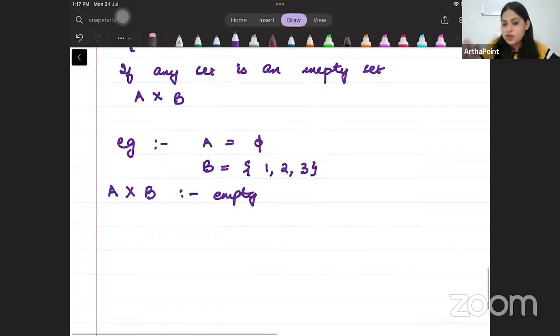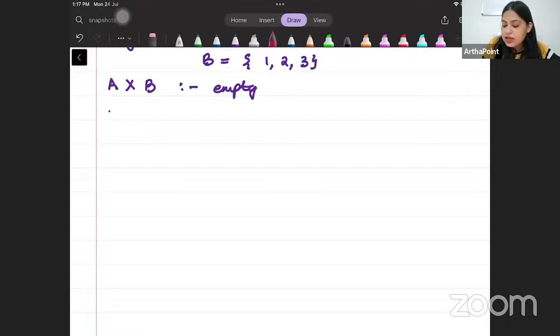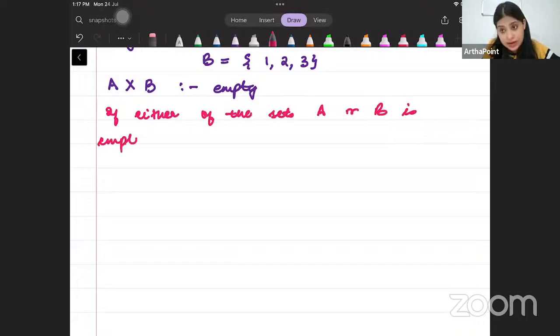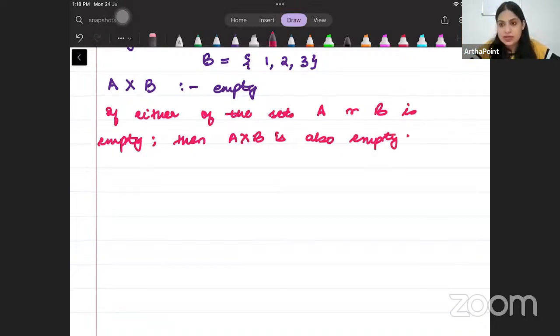Please write down this rule for me. So please write down that if either of the sets A or B is empty, then A cross B is also empty. So if either A or B is empty, then beta, A cross B will also be empty. समझ में आ गया? Now beta take another rule. So एक तो ये rule हो गया, इसको highlight कर लो. Now go ahead and take another rule.